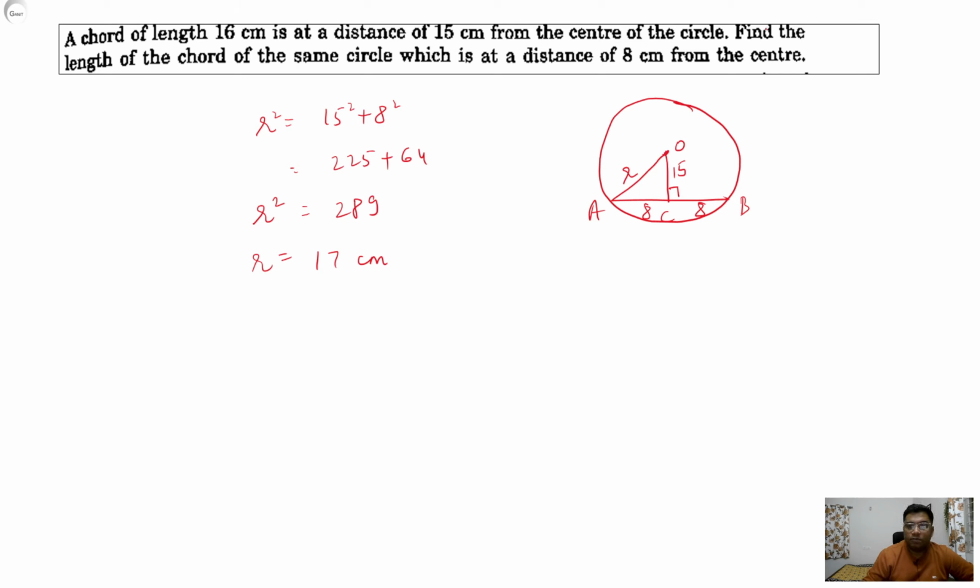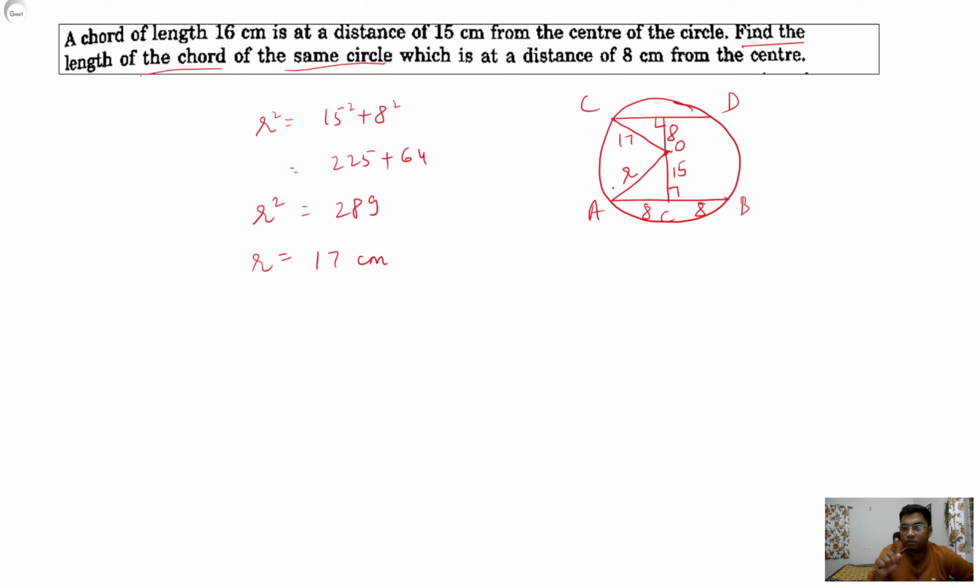Now, the same question goes on to say, find the length of the chord. So we have to find the length of another chord of the same circle. So don't draw two different circles. It's the same circle, which is at a distance of 8 centimeter from the center. So this chord, they're saying, is at a distance of 8 centimeter from the center. So perpendicular distance again. The radius this time around, we know. One circle cannot have two different radii. We can only have one particular radius for a circle.